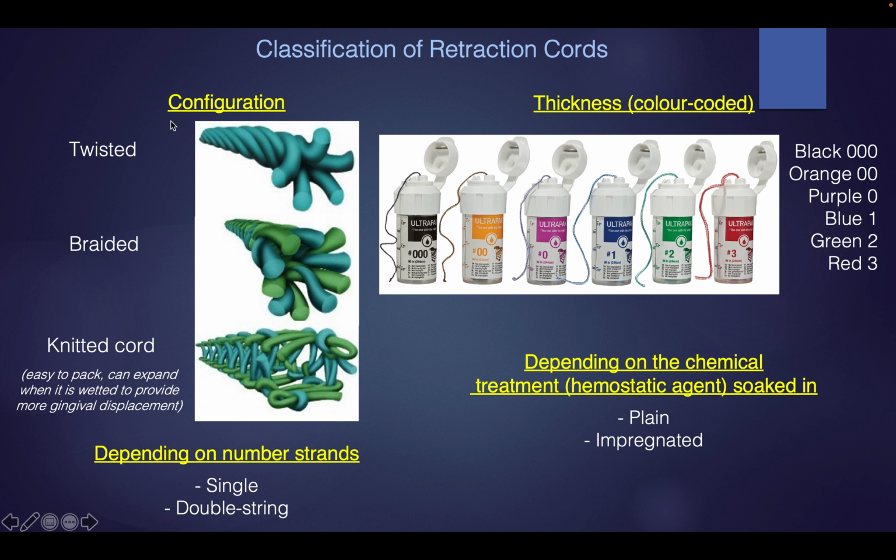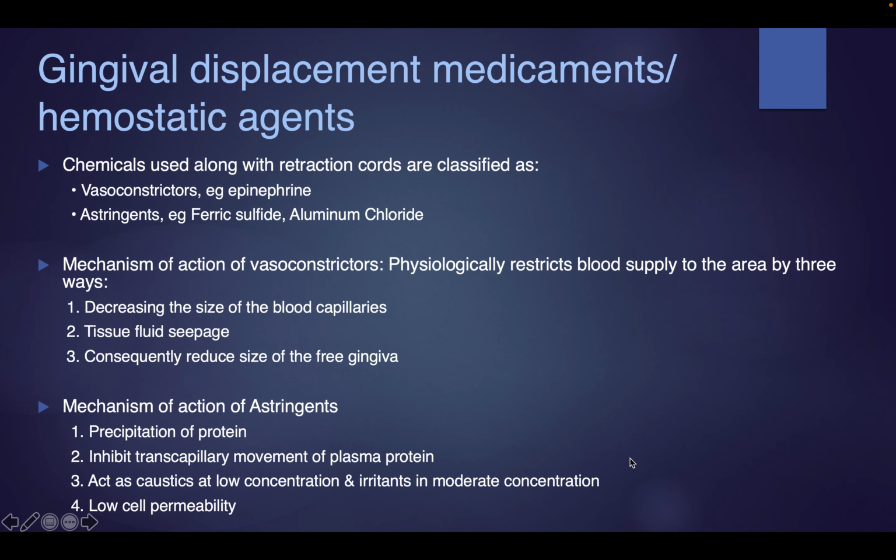So the cords, as you know, they can be classified by configuration, twisted, braided, knitted, or by number of strands. You can place one cord or double cord packing. They can be different in thickness, from 000, which is the tiniest, to 3, which is the biggest. So the most commonly used here usually is 00 and 0, or 000 and 0. You always put the smallest one first and then a bigger one if you're going to do double cord technique. Also, they can be plain or impregnated, as we said.